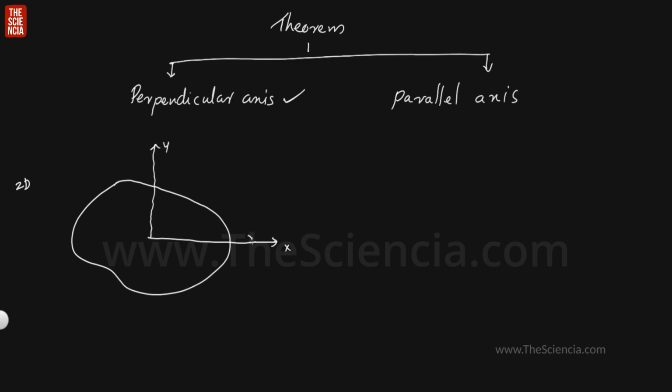If the body is rotating about the x-axis, it has a moment of inertia, we call that Ix. And if it is rotating about the y-axis, there will be a moment of inertia, Iy. Then my question is, if you know Ix and Iy, can you find out Iz? Or what is the Iz? So here you know Ix and Iy, then can you find out the Iz value? Yes, that is what the perpendicular axis theorem tells us.